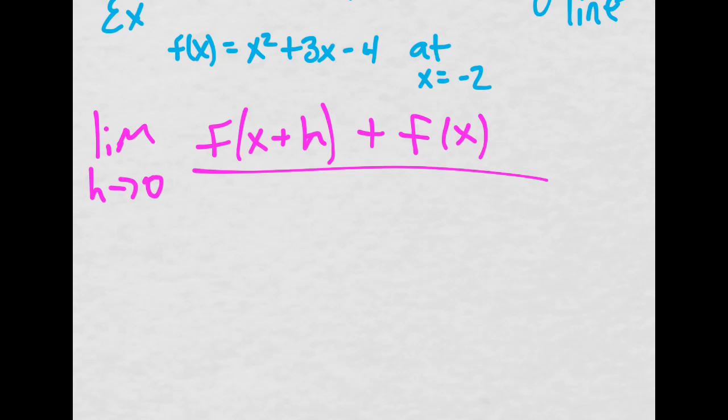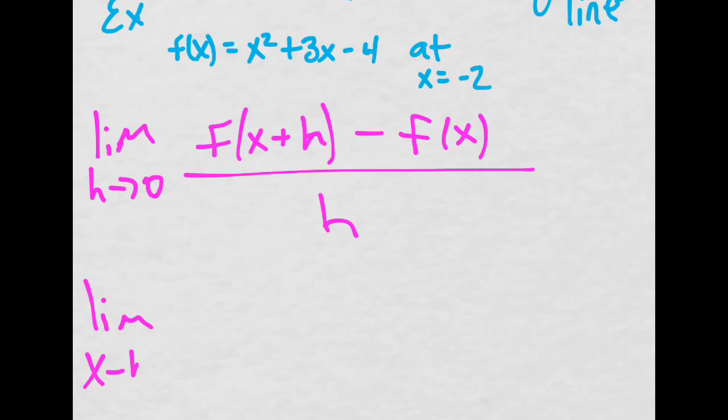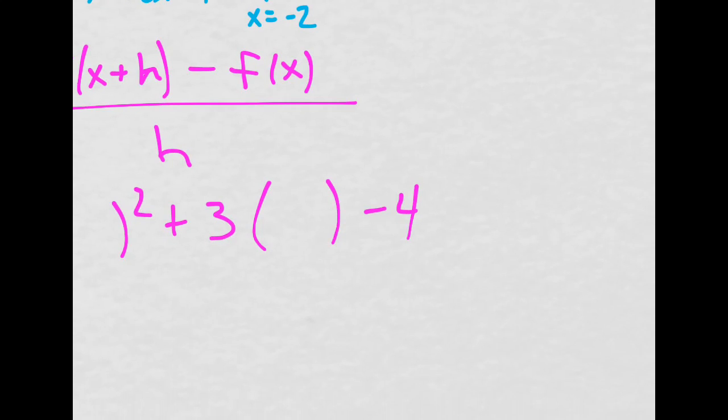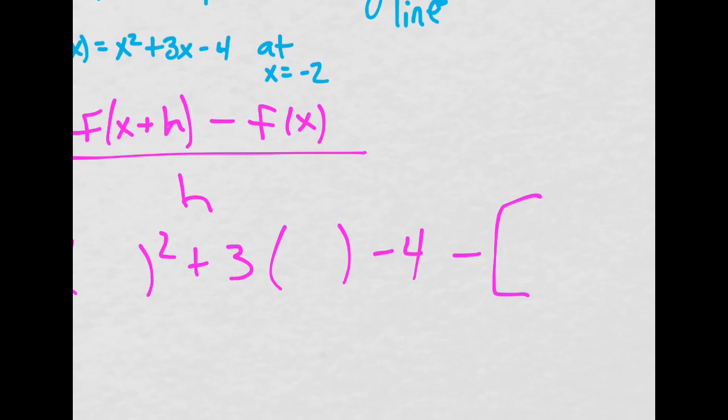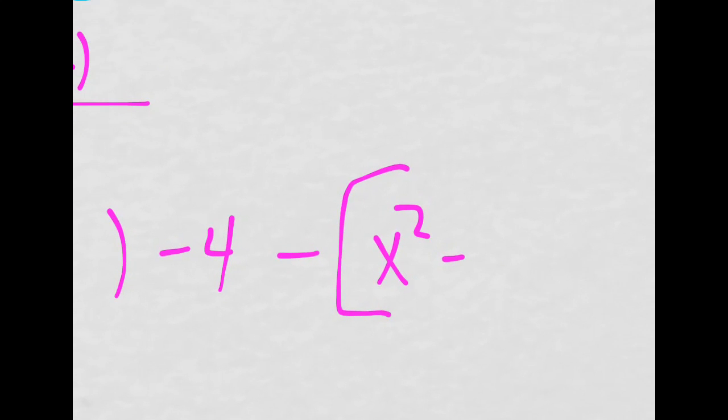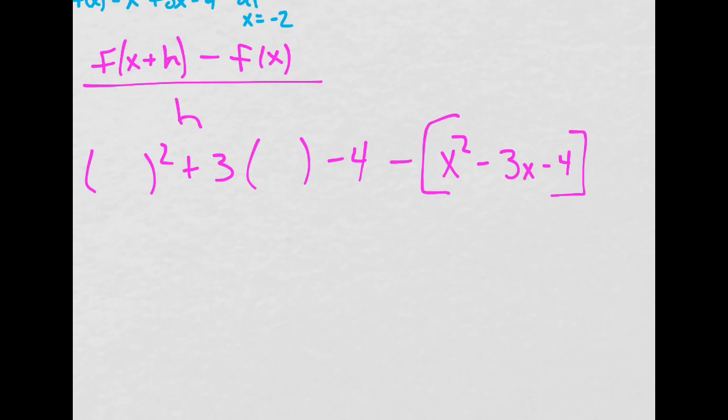It is minus. I'm just going to erase. It'll be this formula here. So now I just got to plug that in. And I always use parentheses because it's easier for me to see what I'm plugging in. So I'm replacing every x in f of x with a parentheses. And then I've just got minus the function again, and it's all over h.